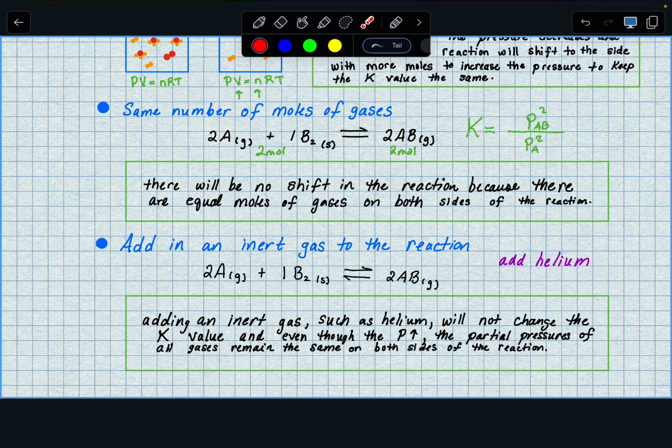It does not cause a shift or a disturbance in the equilibrium at all. And it doesn't matter if the moles are the same on both sides or not, the inert gas has no effect. The other thing is a catalyst. I'm just going to add that in here in one last color. Let's use maybe, we'll just do gray here.